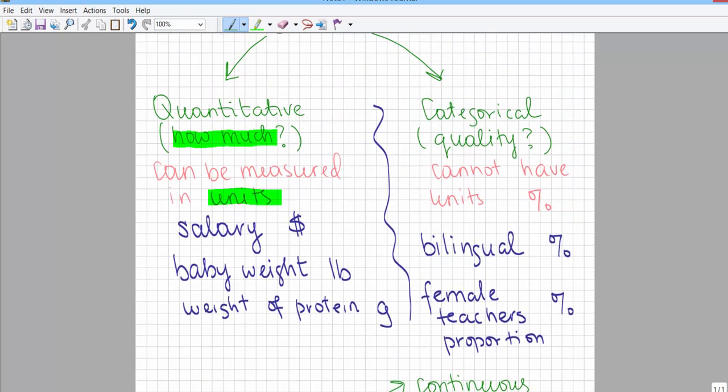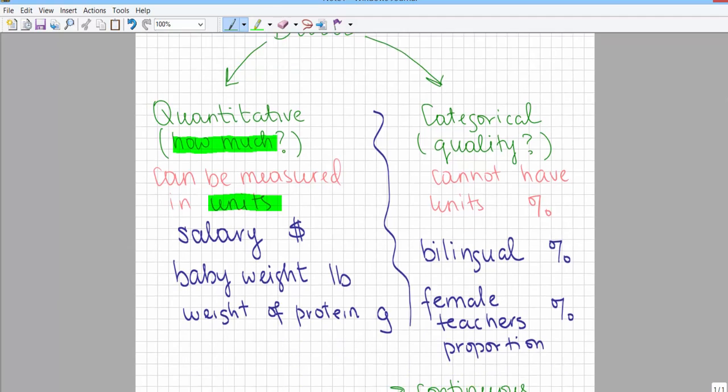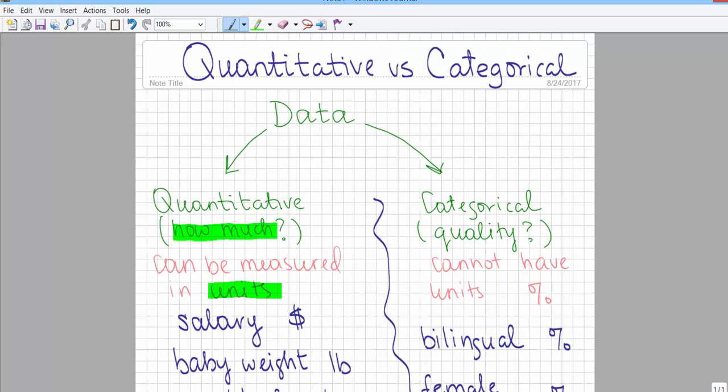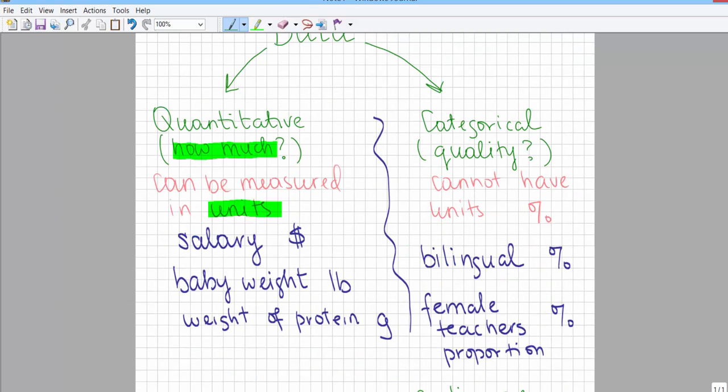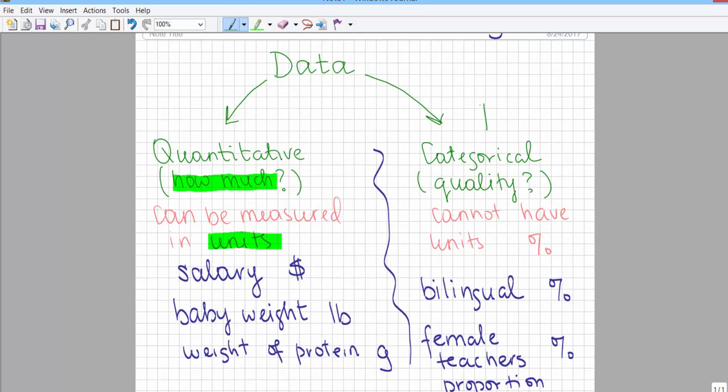So those are your main types of data. Quantitative, that can also be split up into continuous and discrete, and then categorical, that can also be split up into nominal and ordinal. Ordinal is when you can put it in some sort of natural order.